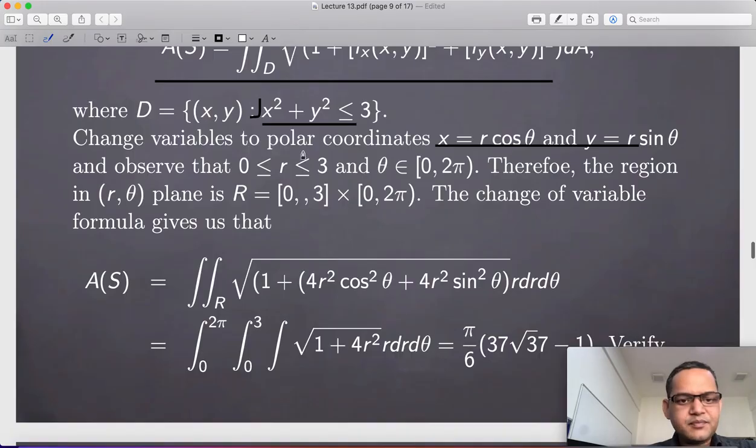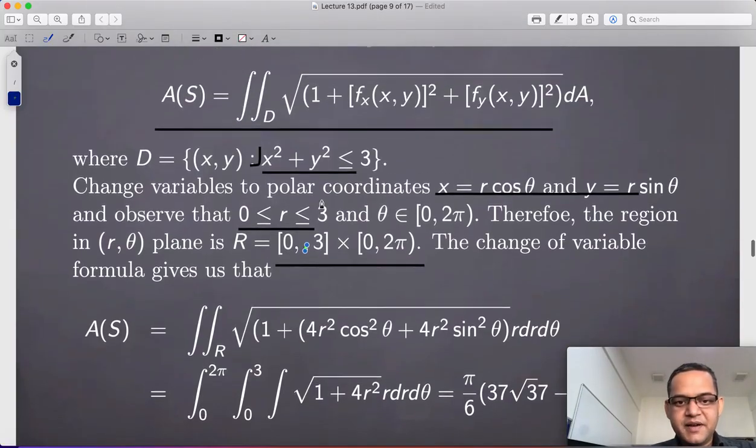So r is varying between 0 to 3, and theta is varying, because this is a full disk, all the way from 0 to 2 pi. All right. So now this is a rectangle. Oops, there is a typo here. This is not 2 commas, 1 comma. So in the r and theta, this is a rectangle. This is a very nice domain.